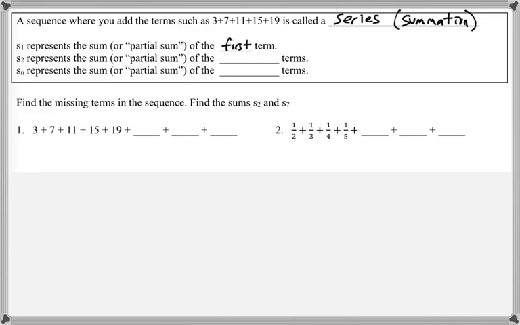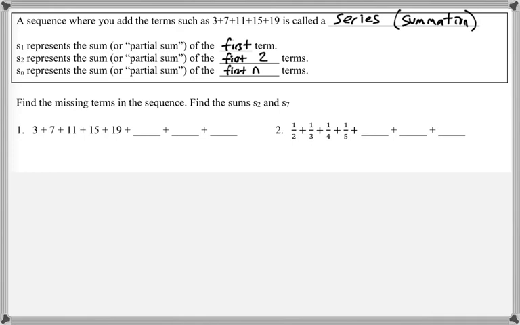S2 represents the sum of the first two terms. So you would add up the first two terms. Sn represents the sum of the first n terms. So you could let n be anything and you have to sum up that many terms.